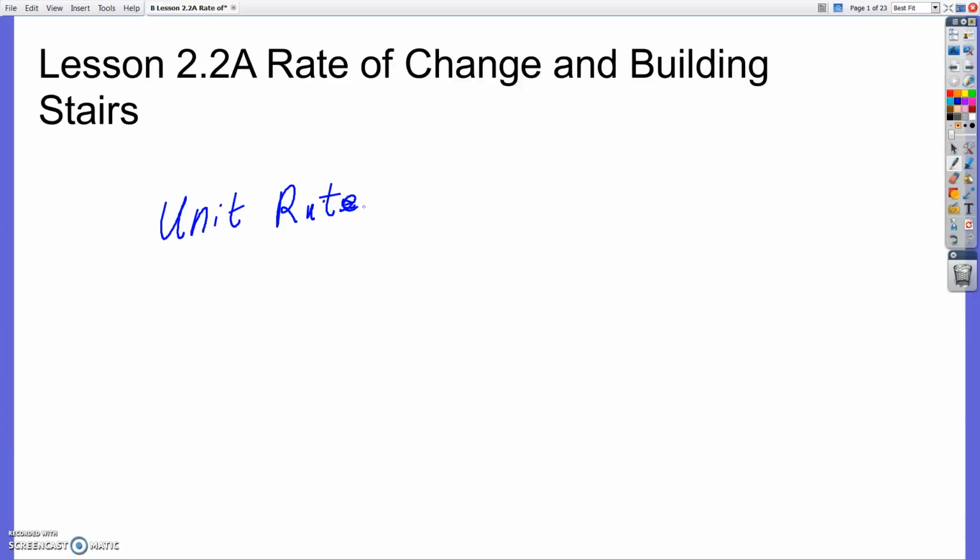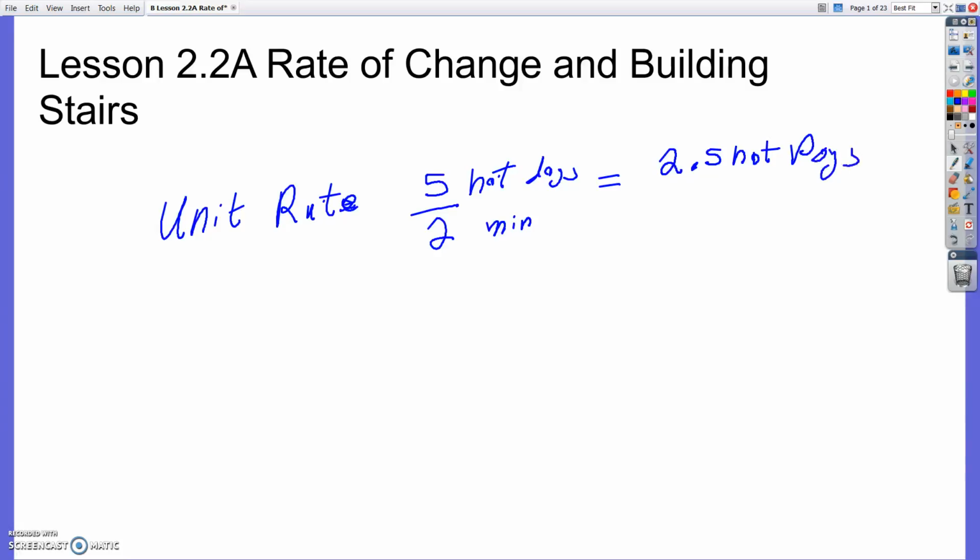So for instance, a few lessons ago, we looked at the hot dog example, that some guy, Landon, ate 5 hot dogs every 2 minutes. So those were 5 hot dogs, and he ate that every 2 minutes. This is what we would call a rate. But for a unit rate, it needs to increase by 1, so we would divide the numerator and the denominator by 2 to realize that he can eat 2.5 hot dogs per minute.